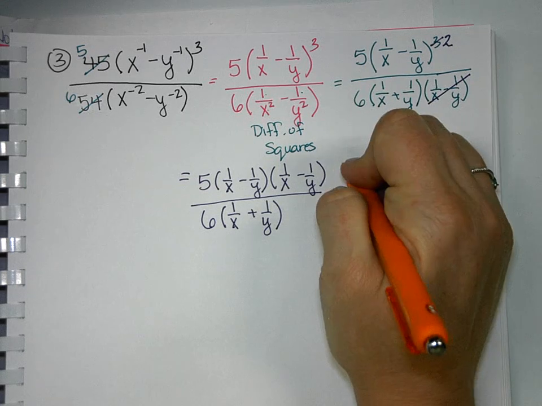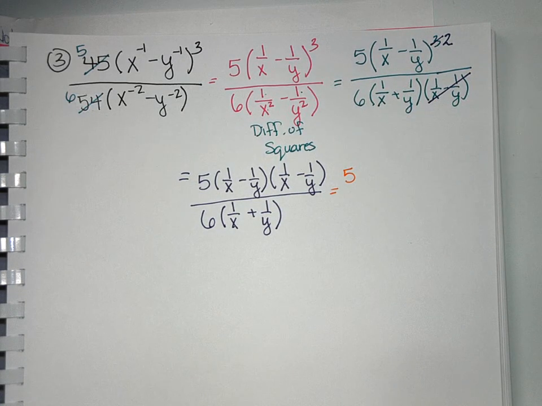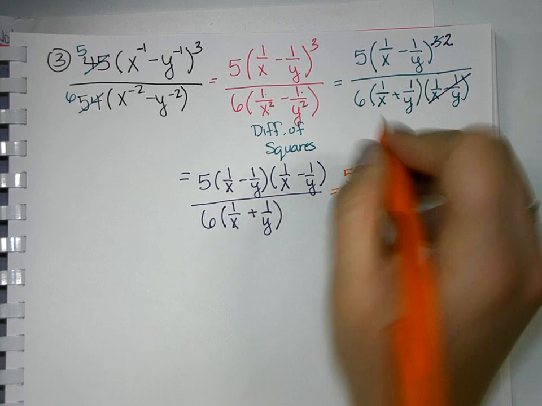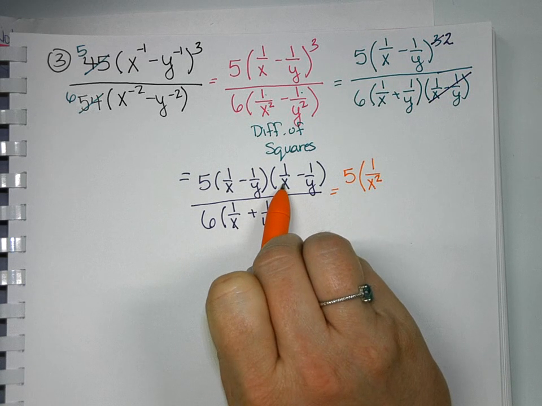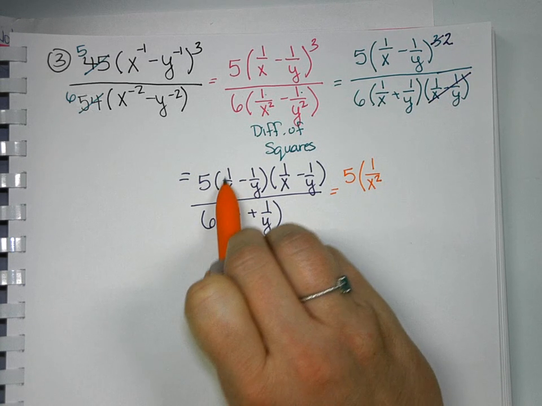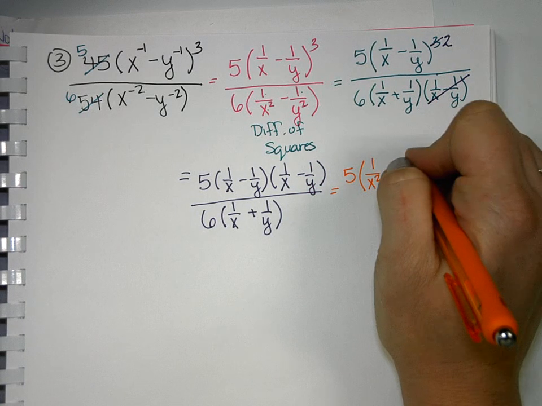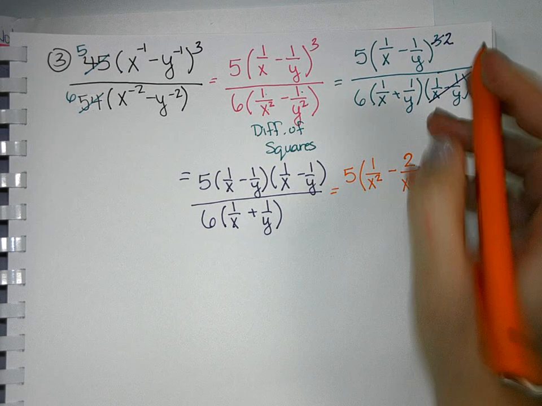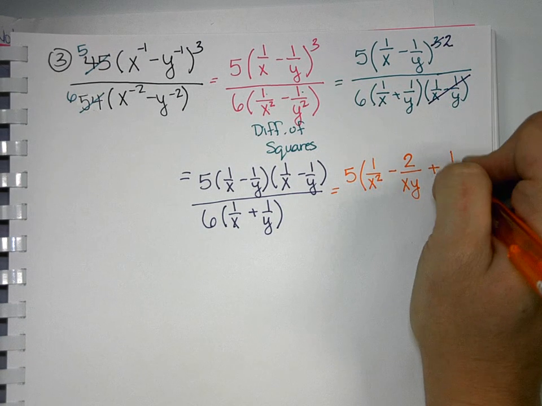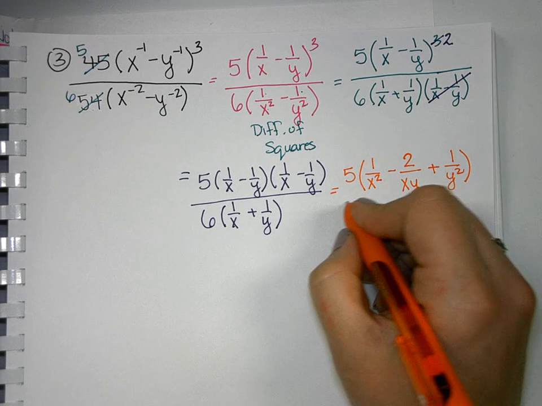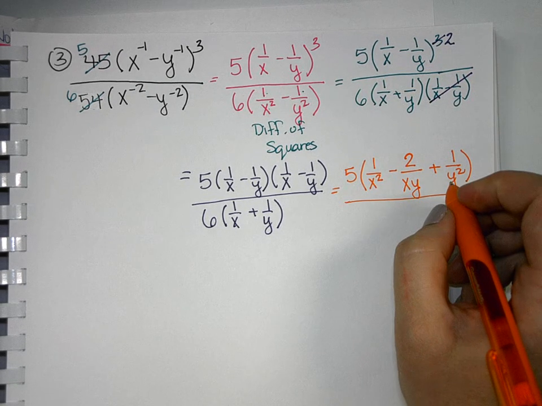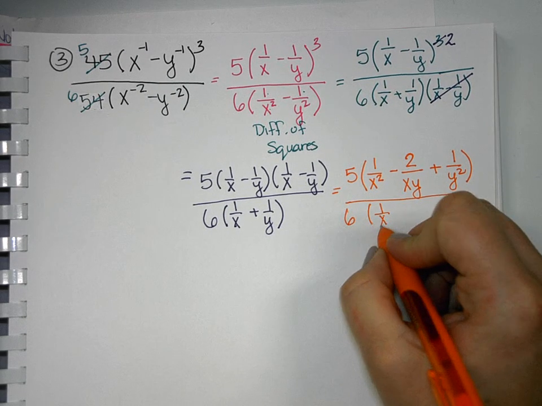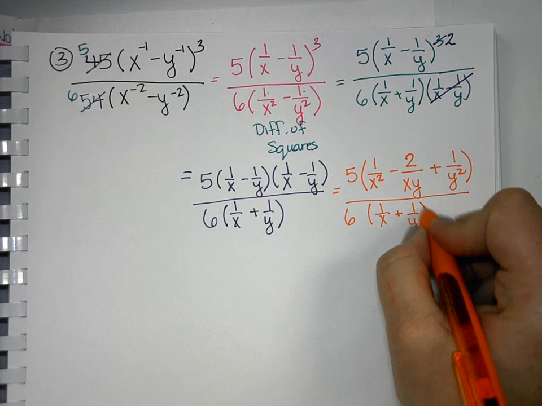So the 5 is still just hanging out front. 1 over x times 1 over x will give me 1 over x squared. And then I'll have negative 1 over xy, and another negative 1 over xy, giving me a negative 2 over xy. And then lastly, two negatives make a positive, so 1 over y squared. In the denominator, I still have my 6 hanging around. I didn't need to do any multiplying, so I can just copy down what I have.